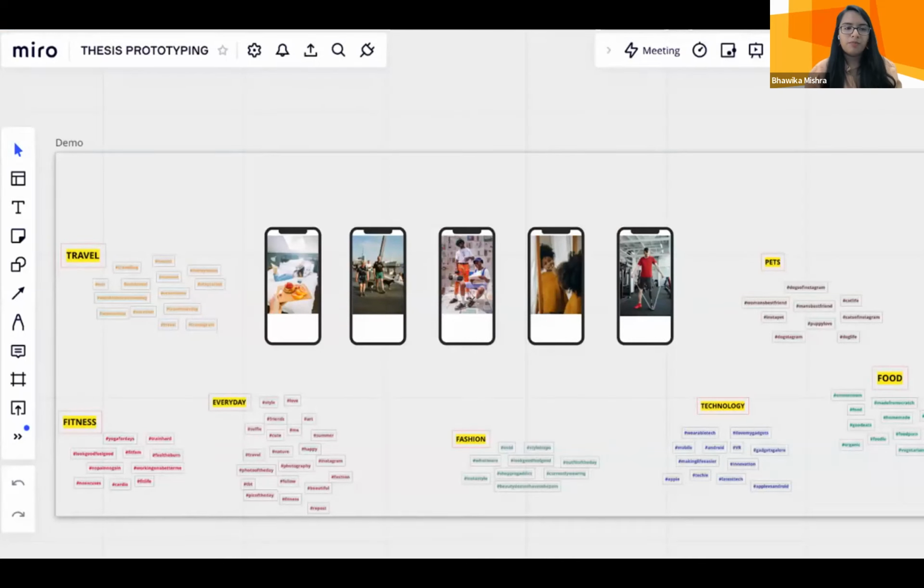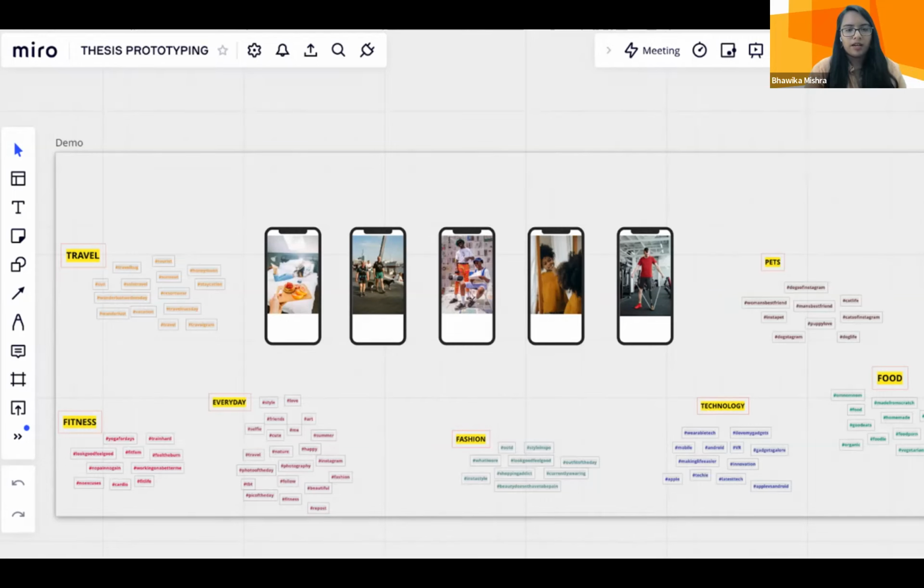So to support my thesis and my research, I started with a prototype which consisted of an interactive activity using the Miro board. This is a demo which I set up for 12 participants, wherein I had all these images, and all participants were provided with this demo board where they had this collection of different hashtags under different categories, and all had the same images to look at.